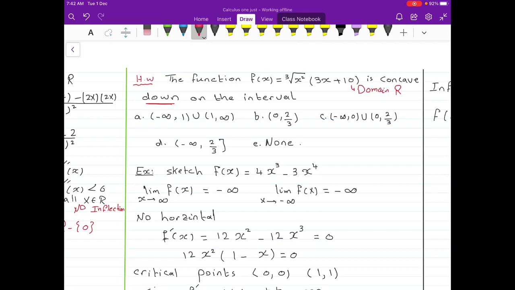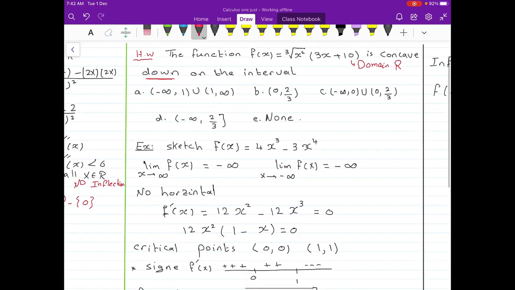Now, we were able to know how to find the intervals of increasing, decreasing, concavity, and inflection points. All of these things will enable us, if we want to sketch a function. So if we want to sketch f(x) = 4x^3 - 3x^4, notice this function is a polynomial. What is the domain for this function? R. This function has no horizontal asymptote, and no vertical asymptote.